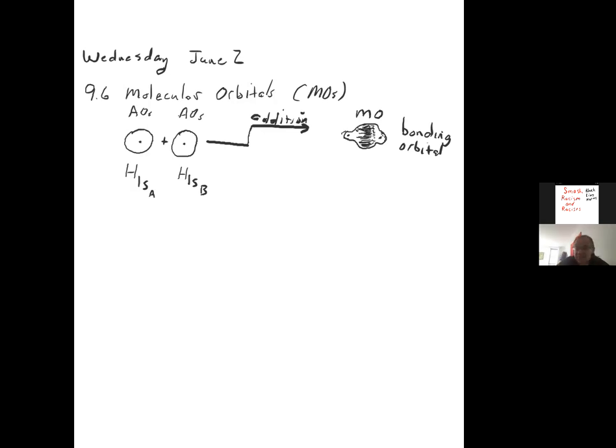And that's just a mathematical operation. You add these two atomic orbitals together, you get this new molecular orbital, where the molecular orbital has the electron density in between the nuclei. So see how that electron density is in between the nuclei like that? We call this a sigma bond.